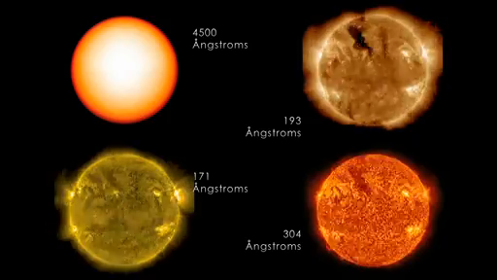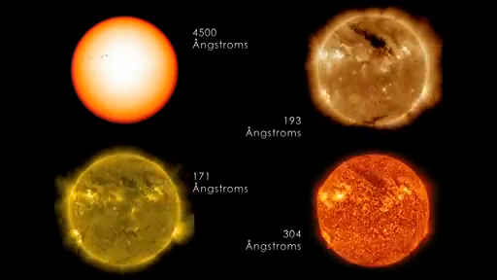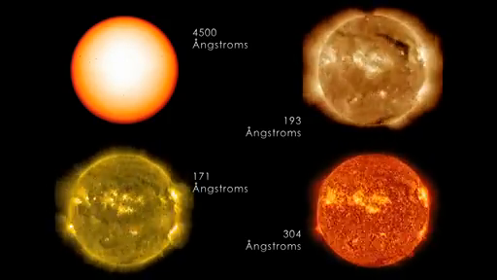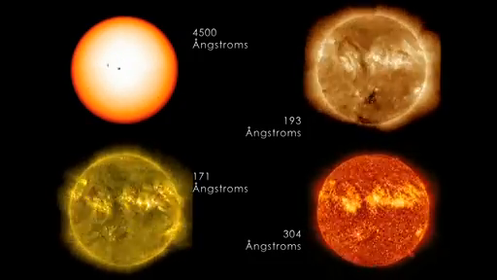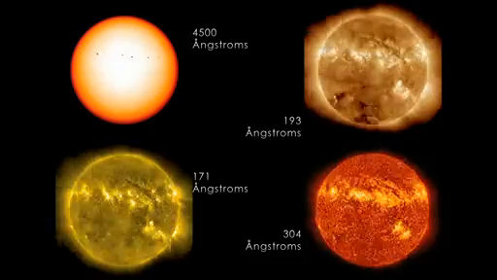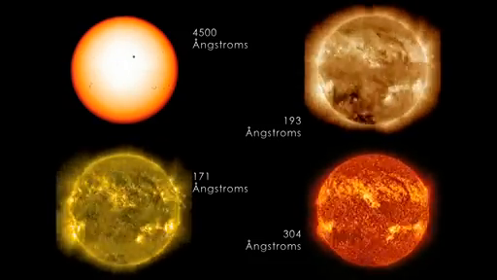And then the last one, the red one, is 304 angstrom, and this is showing us what we call the chromosphere. These red areas are often visible when you see the sun from a total solar eclipse.